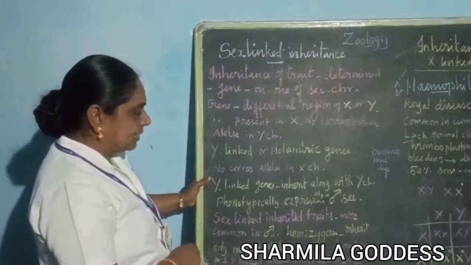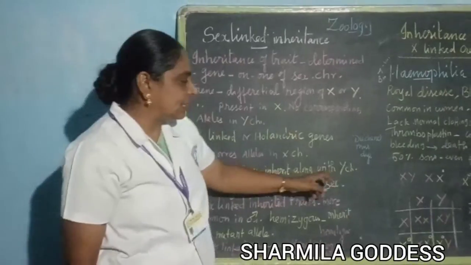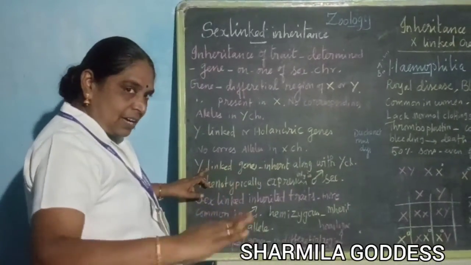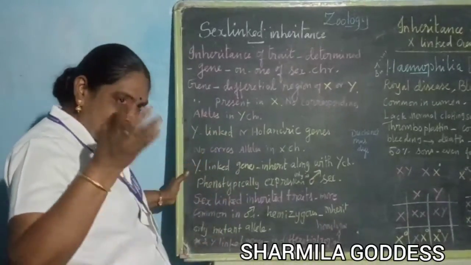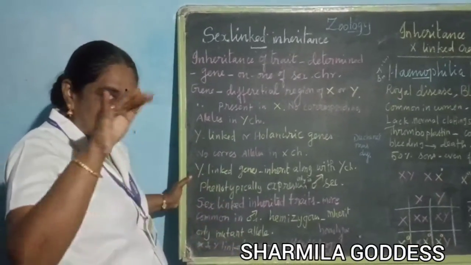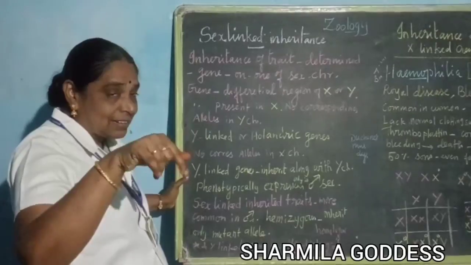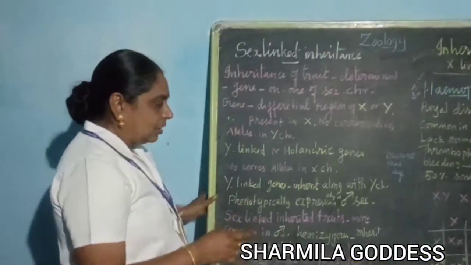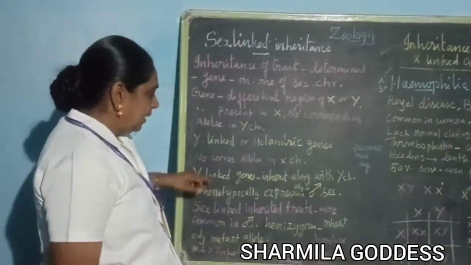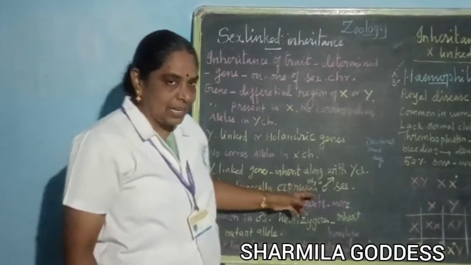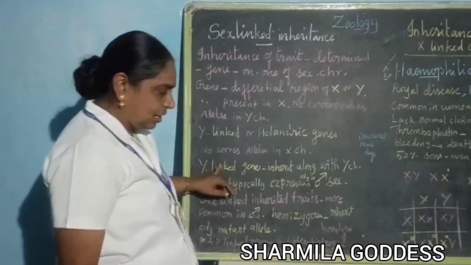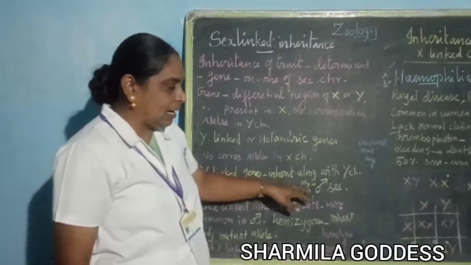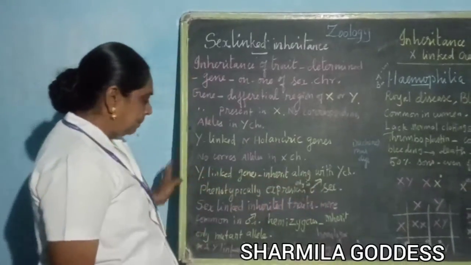Y-linked genes always inherit along with the Y chromosome. They are phenotypically expressed only in males, because the Y is present only in the male sex. So the Y gene is phenotypically expressed only in the male sex.